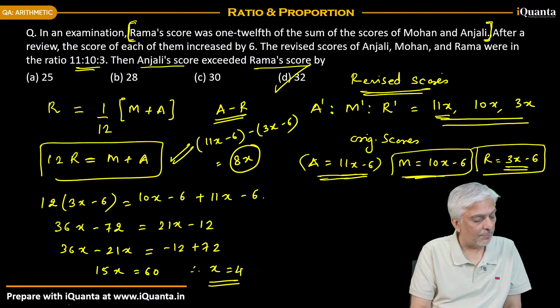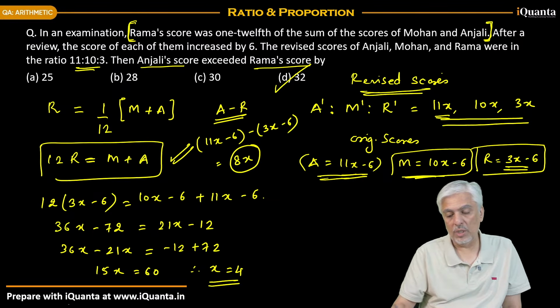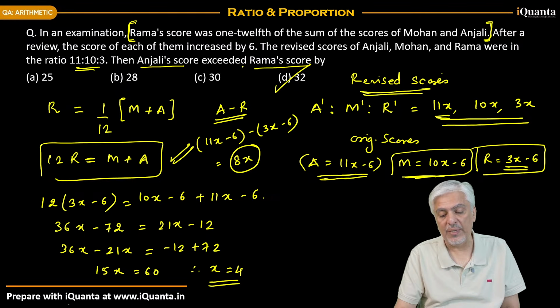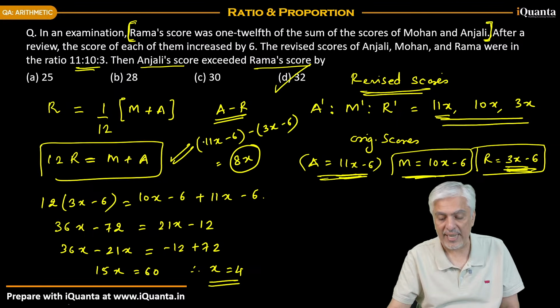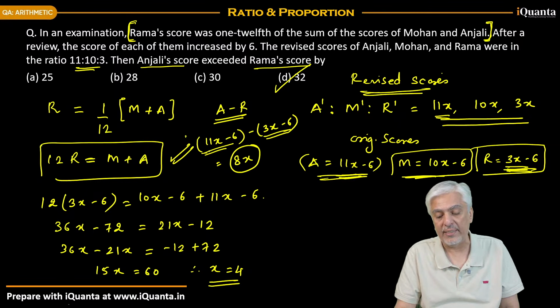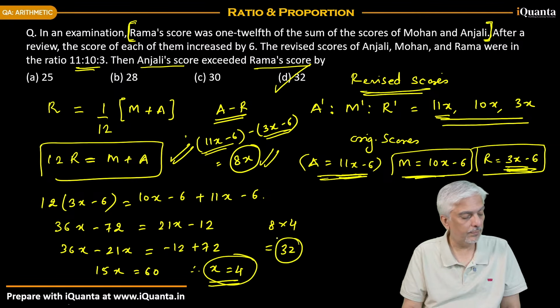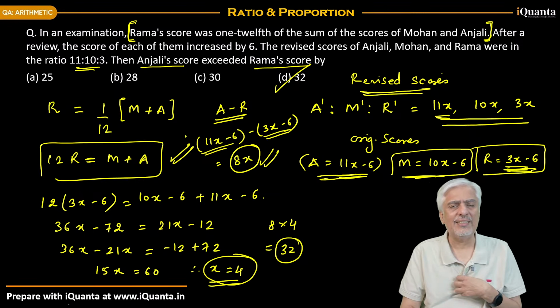Okay, last step once again, somebody wants. So in the last step they have asked me the difference between Anjali and Rama. Anjali was 11x minus 6, Rama was 3x minus 6. Instead of finding both of them separately, I did this equation: 11x minus 6 minus 3x minus 6. If I open this bracket, it will be 11x minus 6 minus 3x plus 6. Minus 6 plus 6 will cut. 8x is left. Then I put the value of x as 4. 8 into 4, 32. Yes, you can directly put the value of x. That's okay.